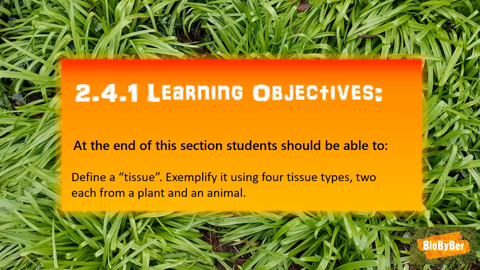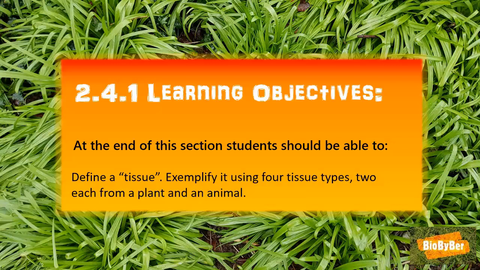Hi biologists! Let's start by looking at the learning objectives for this lesson. At the end of this lesson and following the biology syllabus, you should be able to define a tissue and exemplify it using 4 tissue types, 2 each from a plant and an animal.